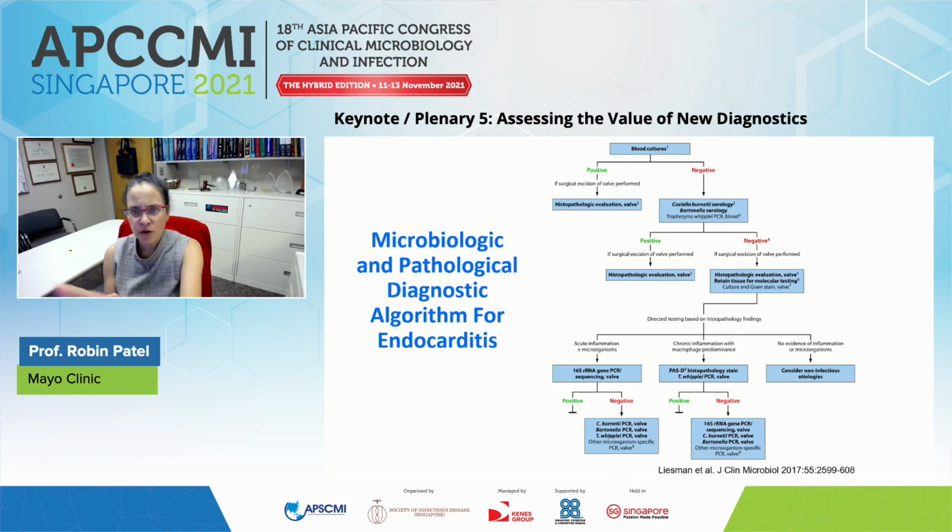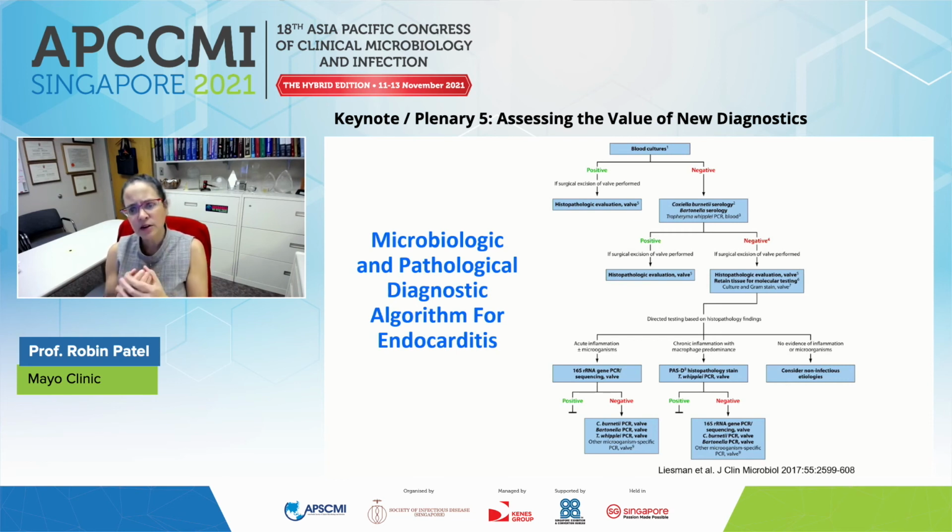And I'm not going to go over every piece on here. It obviously starts with blood cultures, and if those are negative, it goes on to Coxiella burnetii serology and Bartonella serology. And if those are negative and the patient comes to surgery, it goes to histopathologic evaluation of the valve. But then the test of choice after that is 16S ribosomal RNA gene PCR and sequencing.